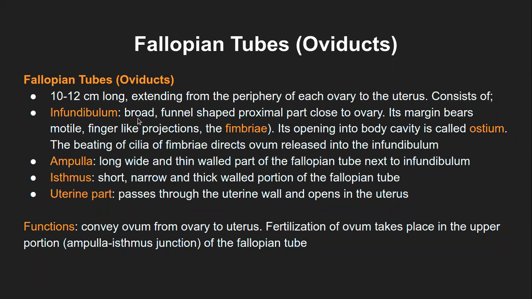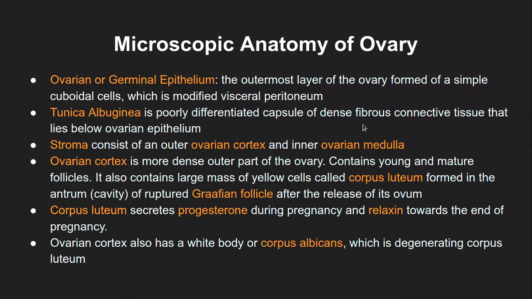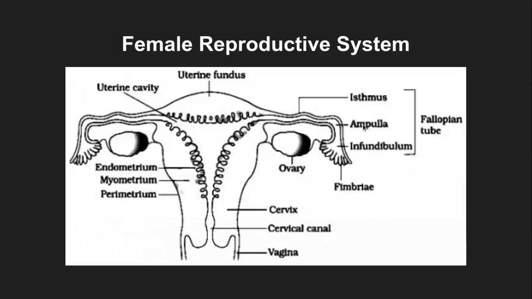It consists of different substructures. The first one is the infundibulum, which is a broad funnel-shaped proximal part. Proximal is the front part of the infundibulum close to the ovary. So this particular part in the diagram is known as the infundibulum, and next to it is the ampulla, which is slightly elongated.